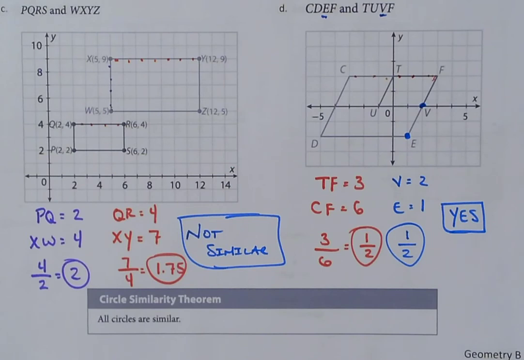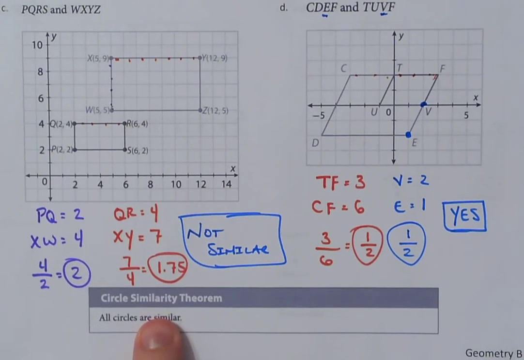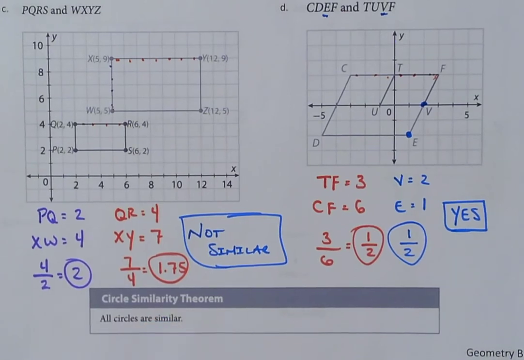Now, before we move on to example 2, just one thing to note, that this circle similarity theorem, that all circles are similar. So if you're ever asked to determine if circles are similar, because circles are the same shape all the time, no matter how big or small, they all have 360 degrees as their angle measure, means that they are all similar.